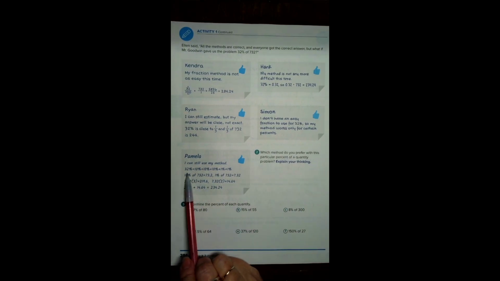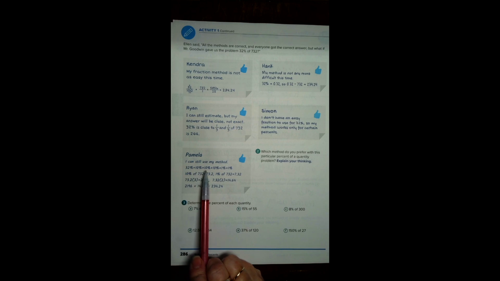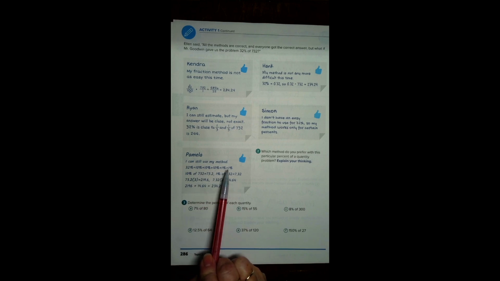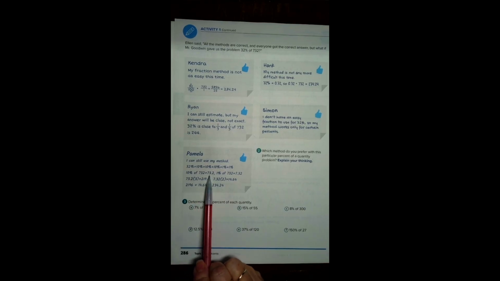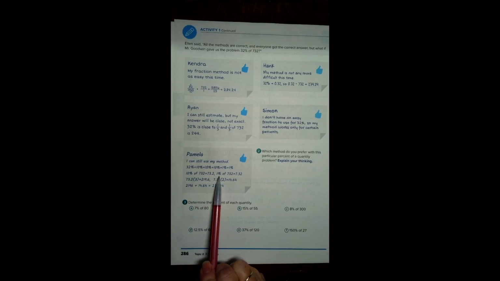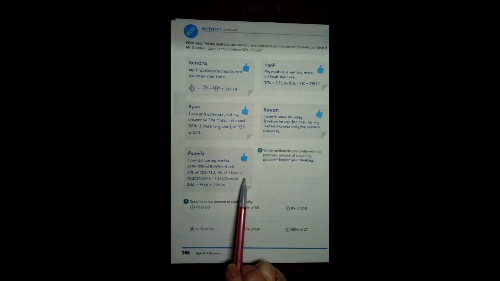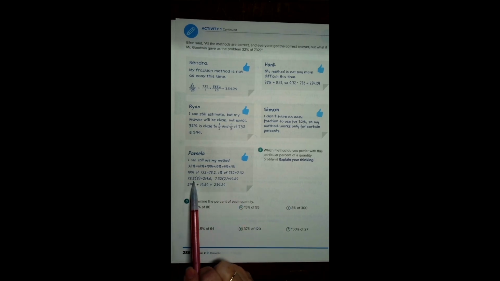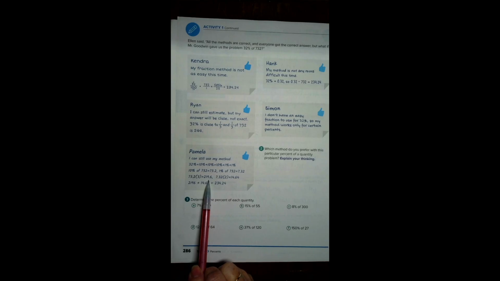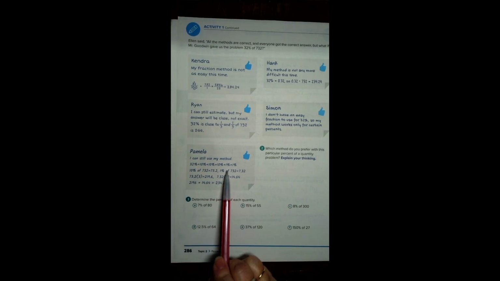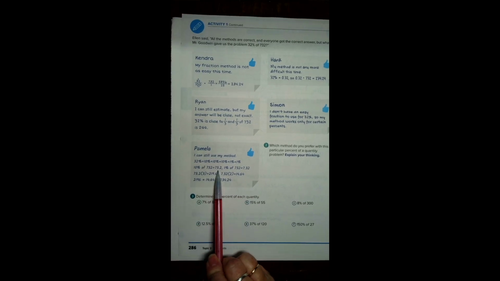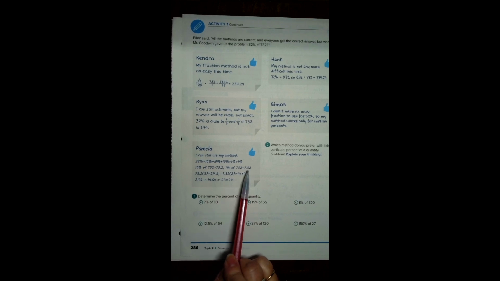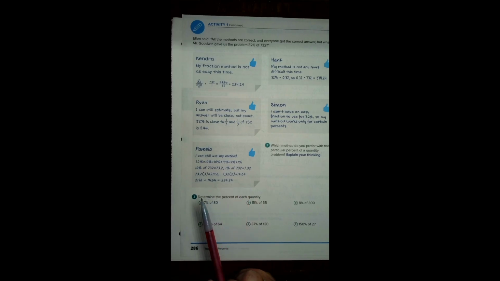Pamela says, I can still use my method. 32% is made up of 10% plus 10% plus 10% plus 1% plus 1%. She says 10% of 732 is 73 2/10. 1% of 732 is 7 32/100. She has 3 of the 10%, multiplied it, got that. 2 of the 1%, multiplied, got this, and then added them together. You could add 73.2 plus 73.2 plus 73.2 plus 7.32 plus 7.32. You could have done that as well.